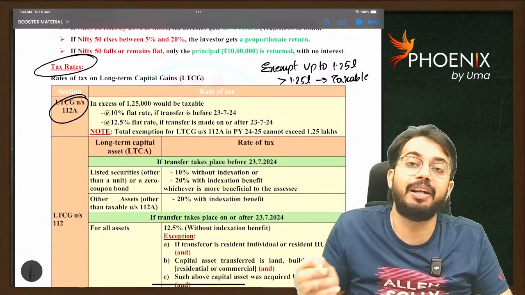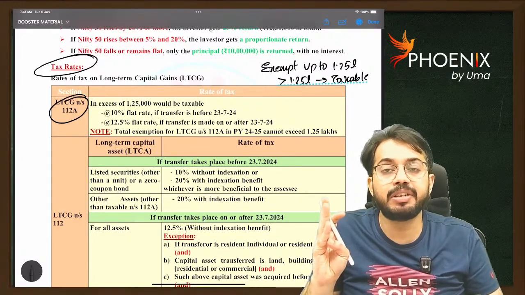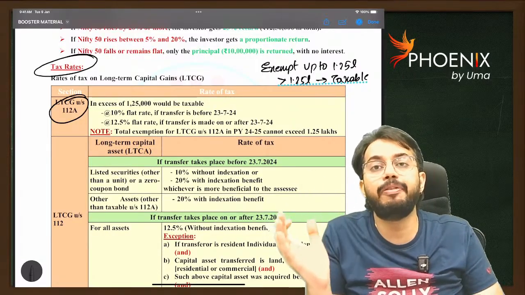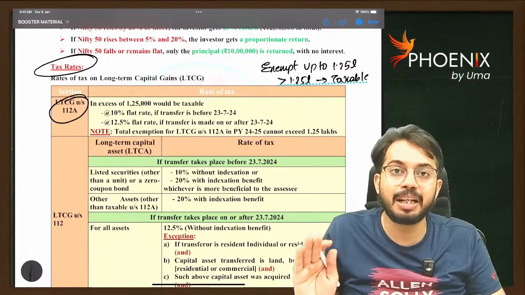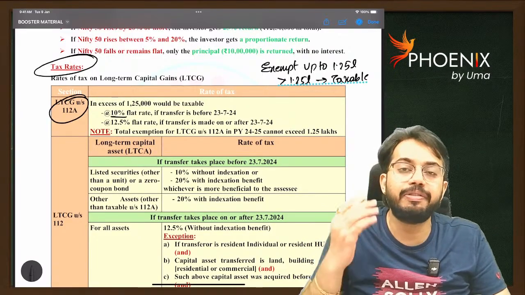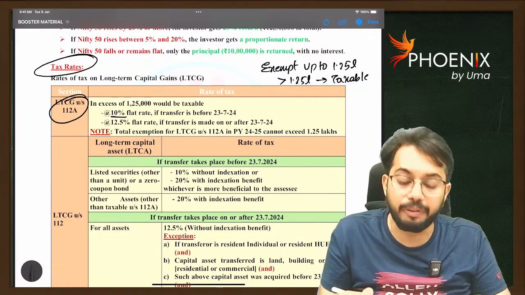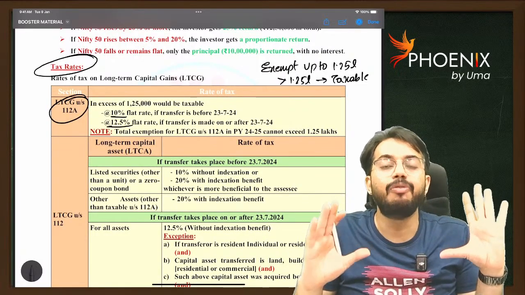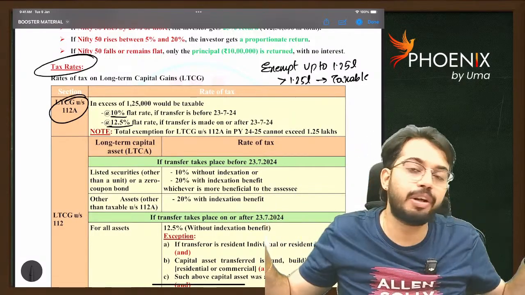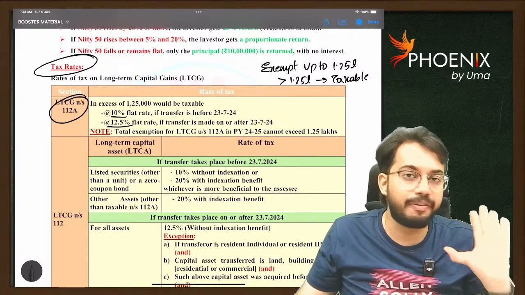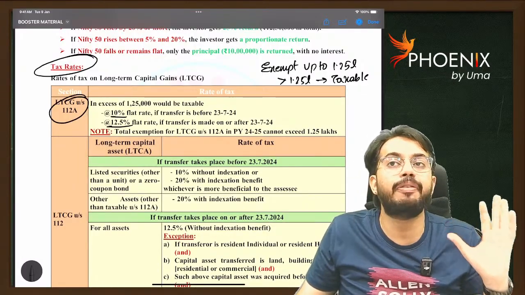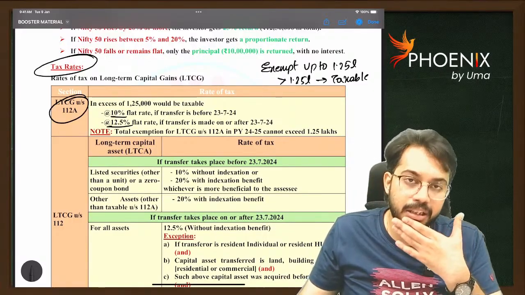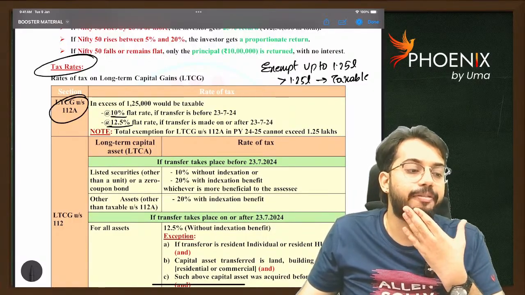Sir, what is the tax rate? If listed equity shares or units of an equity oriented mutual fund are transferred before 23rd July 2024, then the tax rate applicable is 10% flat. If they are transferred on or after 23rd July 2024, then the tax rate applicable is 12.5% flat. So very simple. Overall, for the entire 24-25, the exemption available is 1,25,000 rupees. Before 23rd July, the tax rate is flat 10%. On or after 23rd July, the tax rate applicable is 12.5%.